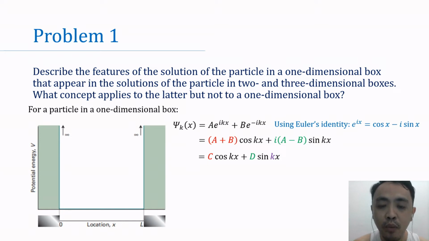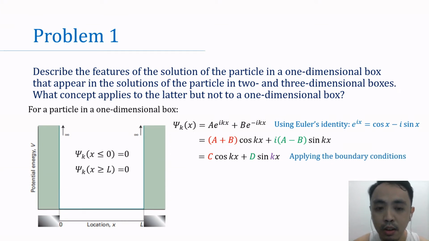Continuing the solving of the equation of the wave function, we next apply the boundary conditions of this problem, which are as follows. The two boundary conditions state that our wave function will go all the way down to 0 as x becomes less than or equal to 0, and also when x becomes greater than or equal to L. That is to say, the wave function will have a 0 value everywhere outside our box.